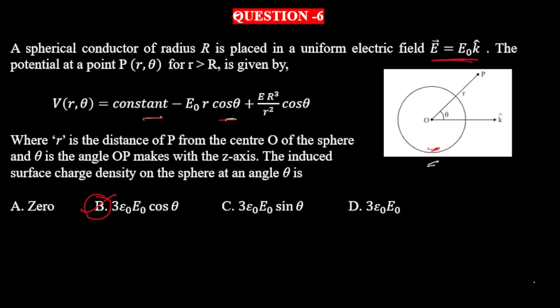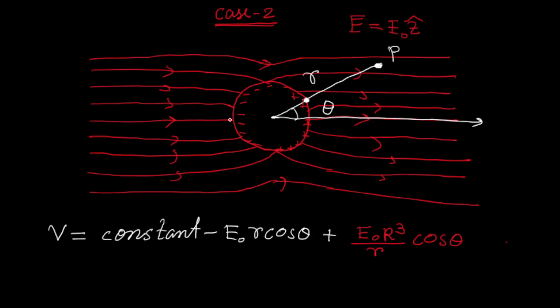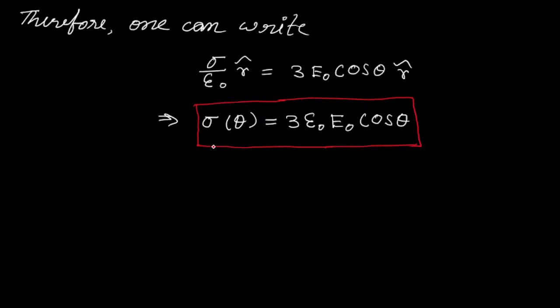Okay, so I hope you understand this. What we have to do here is calculate the surface charge density of the conducting sphere. In presence of this uniform electric field and the conducting sphere, we have the potential at point P. From this potential, we calculated the normal component of the electric field at the surface of the conducting sphere. If we assume the induced surface charge density is sigma, the electric field just outside the conducting surface is sigma by epsilon naught. We make them equal, and from there sigma is equal to 3 epsilon naught E naught cos theta. So the correct answer is option B.